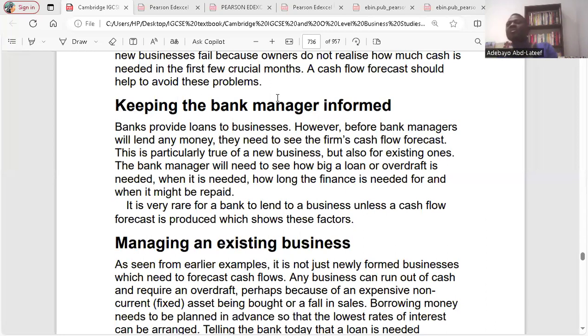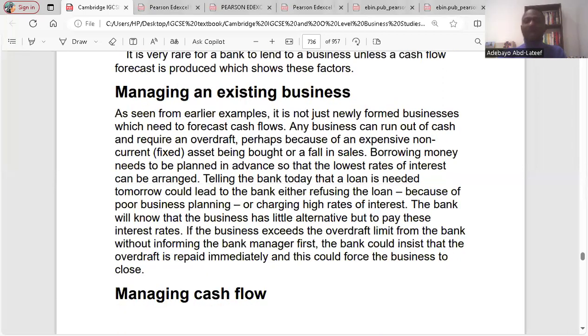So the point here is that bank managers may want to give you a loan. Yes, they can give you a loan, but you have to convince them with your business plan, with your cash forecast, with your financial records, so that they know that you can pay back. That is why you need to keep bank managers informed. I think it's clear.